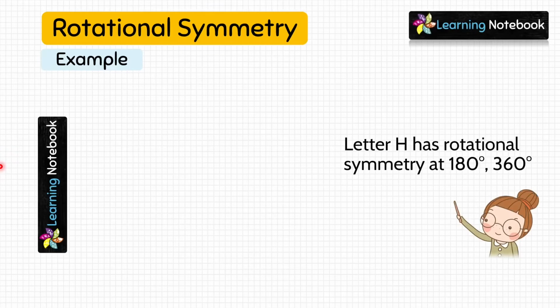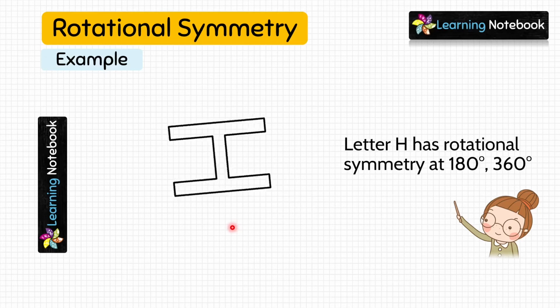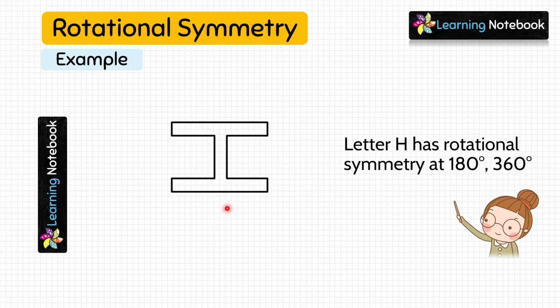Now our last example of rotational symmetry is letter H. It says letter H has rotational symmetry at 180 degrees and 360 degrees. Let's see how. First students, let's rotate this letter H by 90 degrees. See, H has not returned to its original position. So, letter H has no rotational symmetry at 90 degrees.